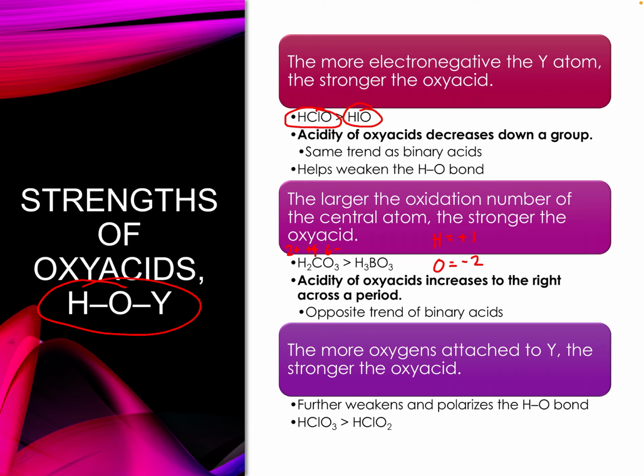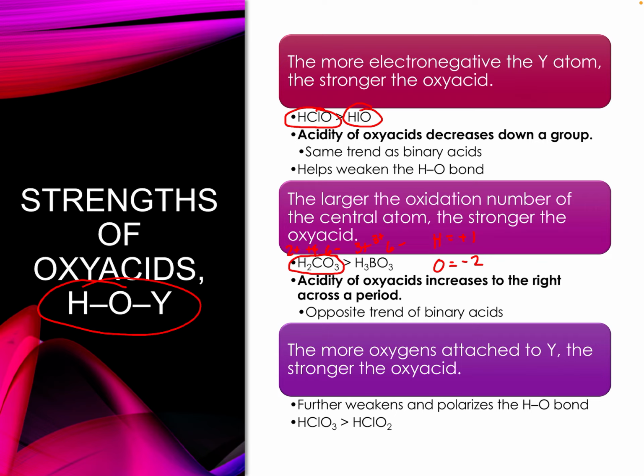Whereas if we look over here, we have a 3+ from the hydrogens, a 6- from the oxygens, which means that boron is going to be a 3+. So our carbonic acid is going to be stronger than our boric acid because carbon has a larger oxidation number on that central atom.